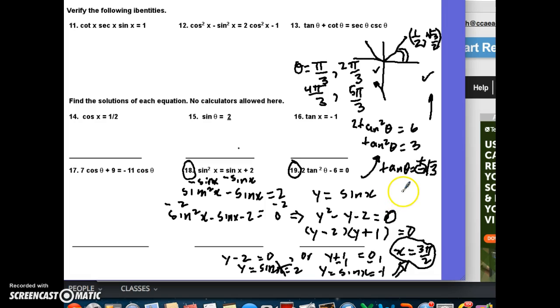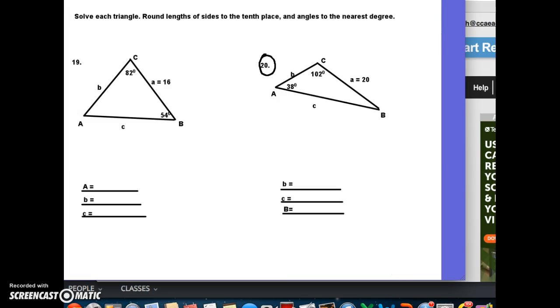Okay? So I trust that will prove helpful to you. See what we have on the next page. On this page here, let's solve each triangle, round lengths of sides to the 10th place, and angles to the nearest degree. I trust this will be fine with you.